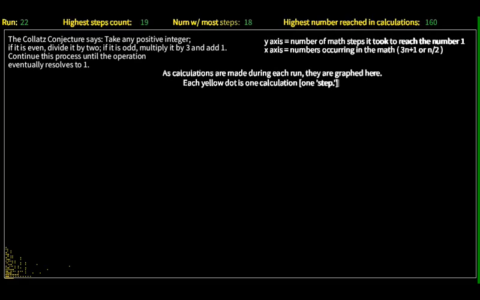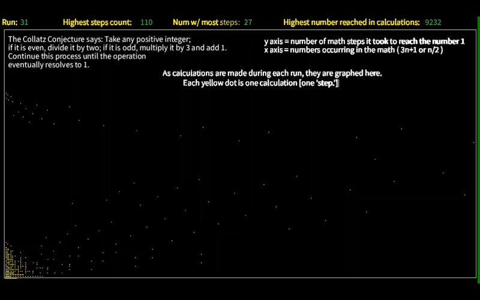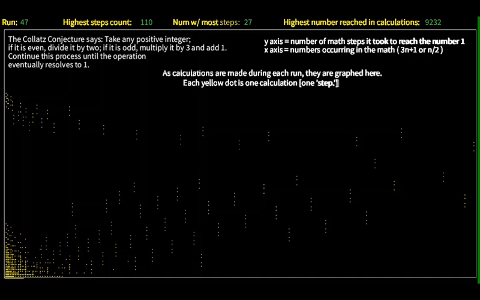Now, here is my program, and I wrote this several years ago. And mine is different. For one thing, the x and the y-axis are reversed. So on mine, the x-axis, the horizontal, is demonstrating how high the number had to go in order to finish the calculation at 1. And then the y-axis, the vertical axis, is how many steps it had to take.